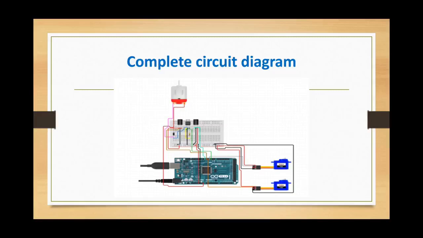This is the complete circuit diagram consisting of a DC motor, two servo motors, an Arduino board, and some resistors, a breadboard, and an IR sensor. Here the purpose of the servo motor is to change the angle, and the IR sensor is used to indicate whether the disc holder is empty or not.